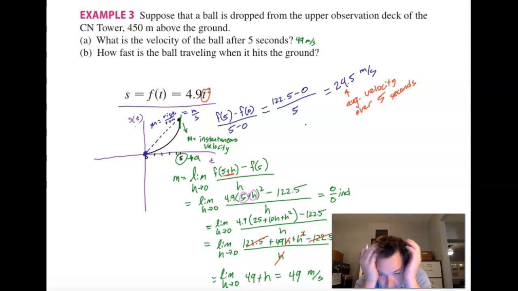Remember, we did this problem at the beginning of the year, but where we made a table in our calculator to estimate the slope. You can kind of go back and look at the notes and see that we did guess about 49 meters per second.